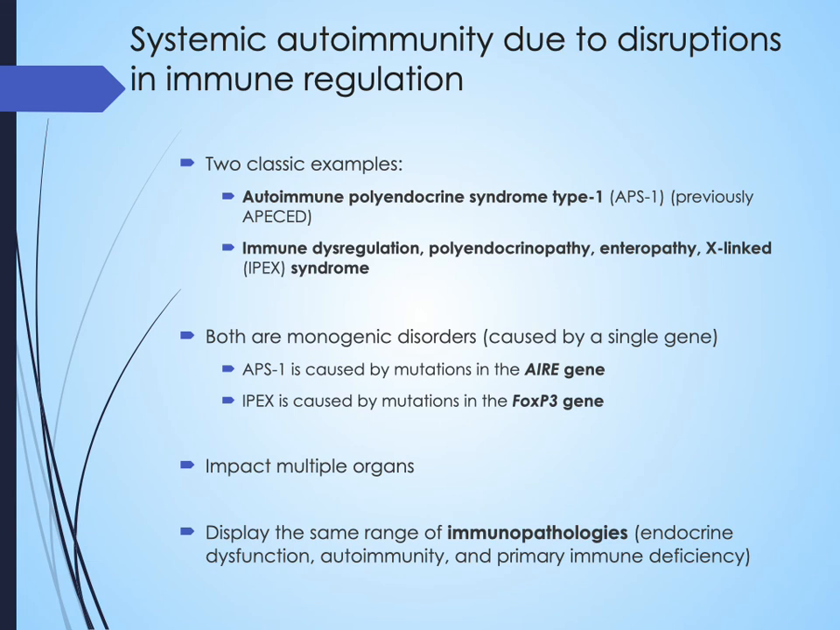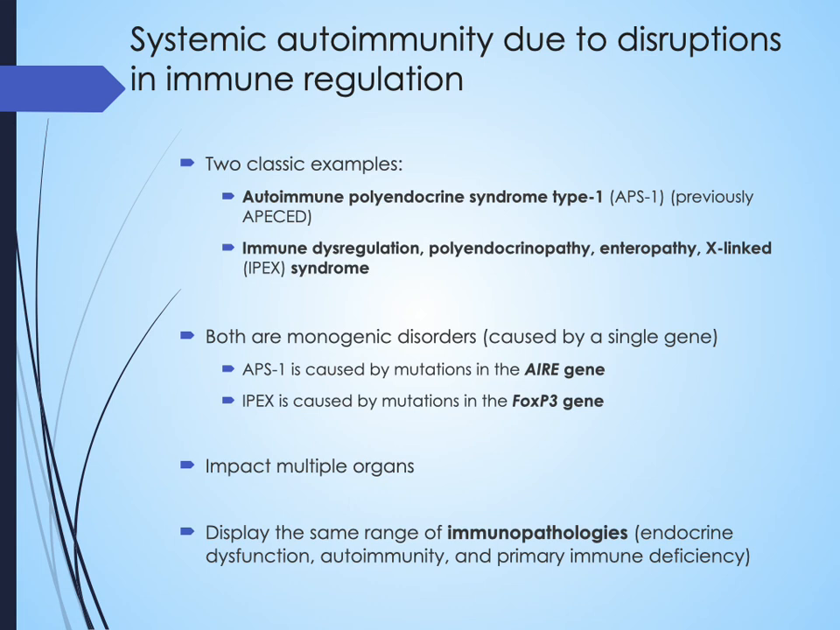For most individuals, it's going to be multifactorial. There might be some kind of genetic predisposition to it, but there's going to be some kind of triggering event that's actually going to induce the diabetes. We do know there are a couple classic examples where we see this disruption in the immune system's normal regulation: APS1 and IPEX syndrome. These are two classic examples where there's a disruption of the normal immune regulation.